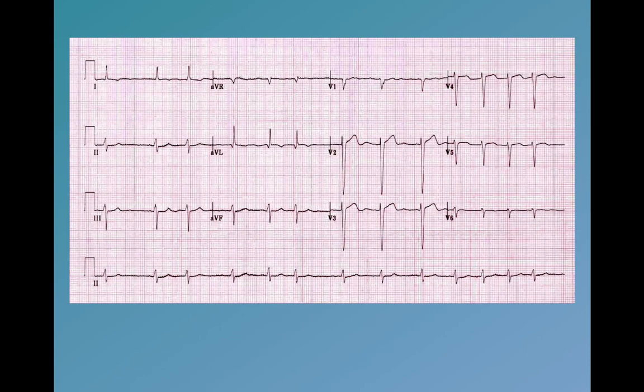Now, if you look closely, like I said, I always look at the second lead, which is the rhythm strip on the bottom. You can see this is definitely irregularly irregular. It's not just one PVC or PAC that's making it look irregular. There's no P waves, but the QRS and the T waves all appear normal. If you calculate the rate, then you'll see that it's normal. It's between 60 and 100. So I already mentioned what the diagnosis would be earlier. It's AFib, but without RVR. There's no rapid ventricular rate.